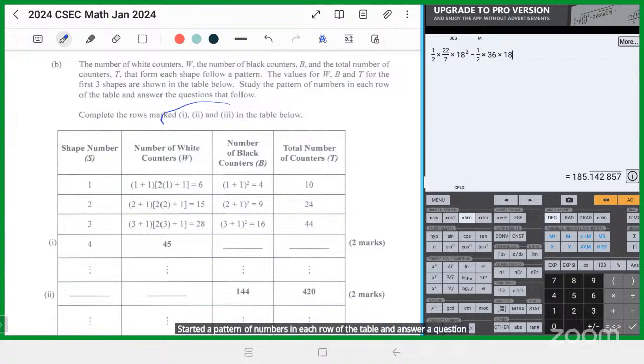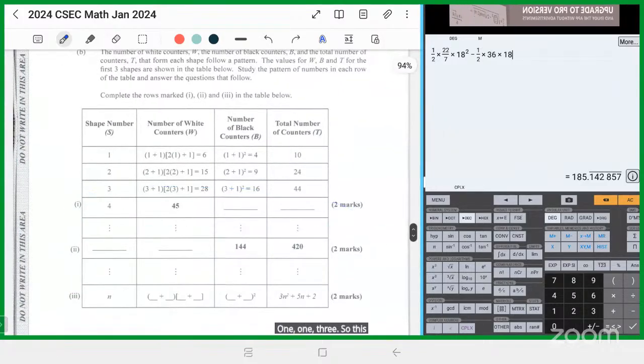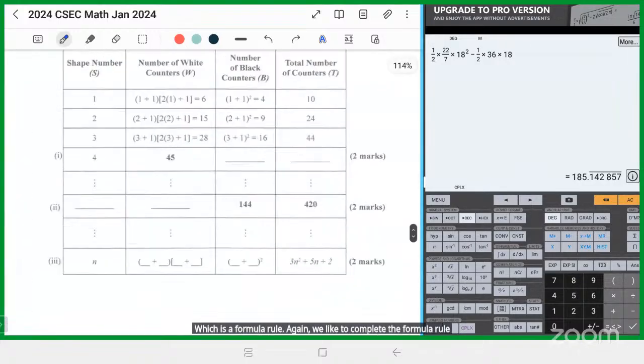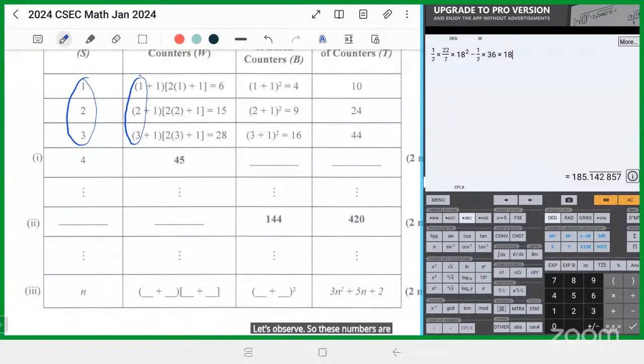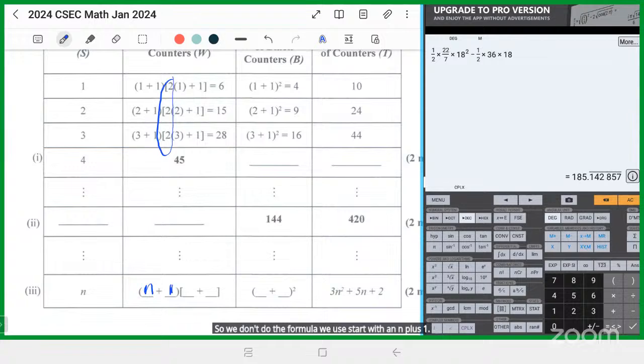I'm going to complete rows 1, 2, and 3. So this is row 1, row 2, row 3 is a formula row. Again, we like to complete the formula row first in this class. So let's look at the pattern. Let's observe. These numbers are adding 1, so for the formula we start with n plus 1. Then here you have 2 times first.